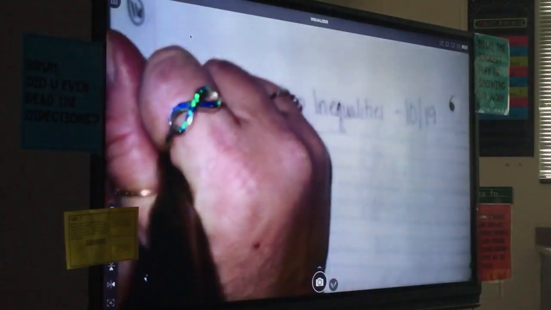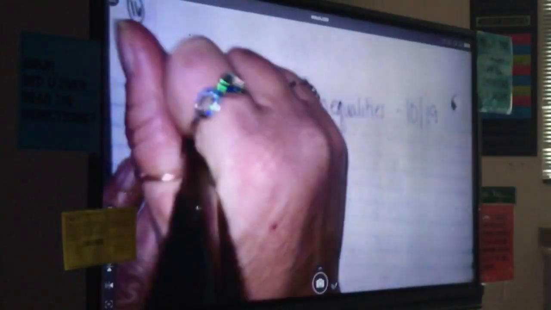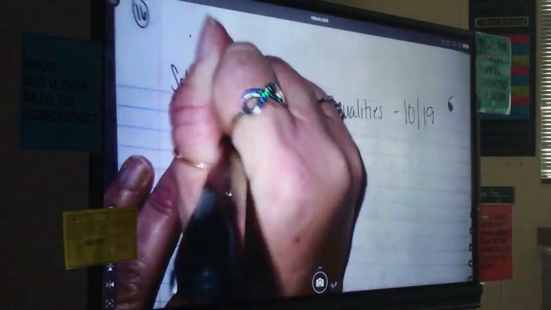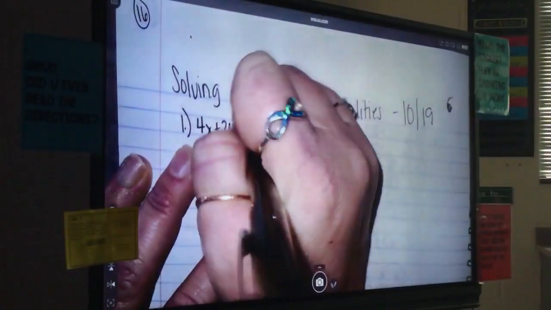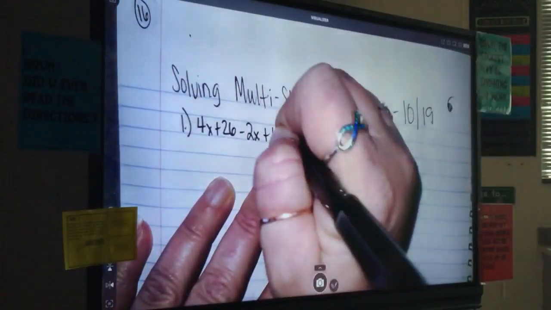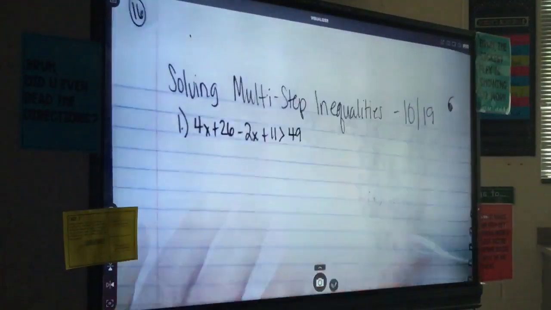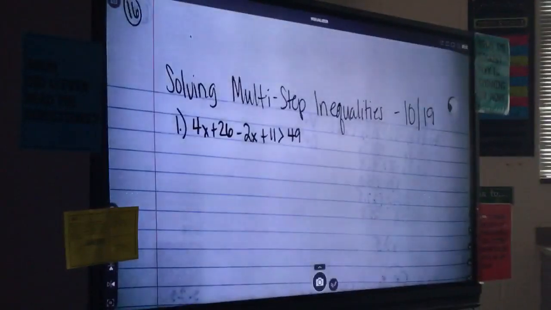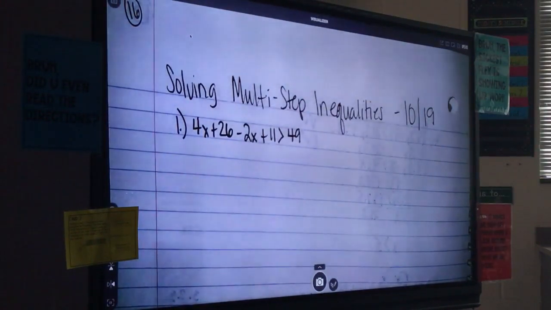All right, so number one is 4x plus 26 minus 2x plus 11 is greater than 49. All right, what is step number one? What is step number one in our steps to solve? What does it tell us to look for, try to do? Soraya. Distribute.